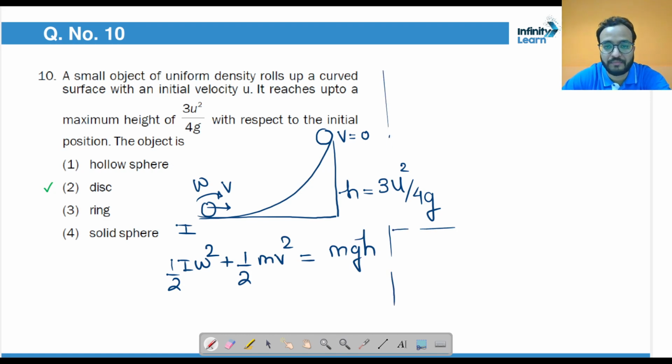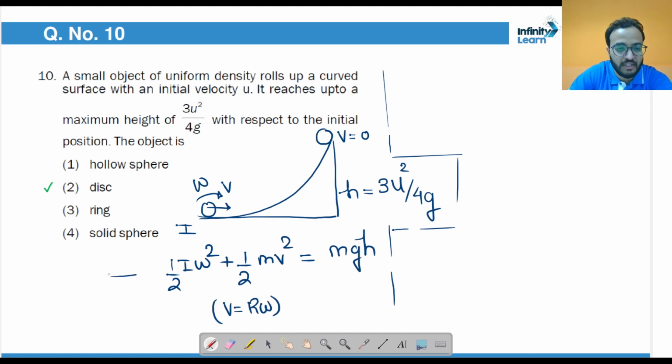I hope it is clear. Now, very carefully, we will say V must be equal to R omega also. Why? Because it is rolling. So, equation number one, equation number two, we will use.